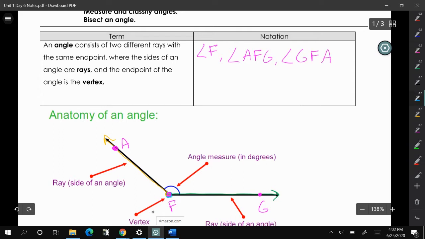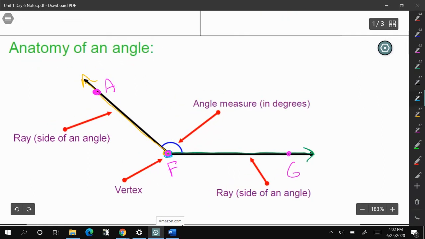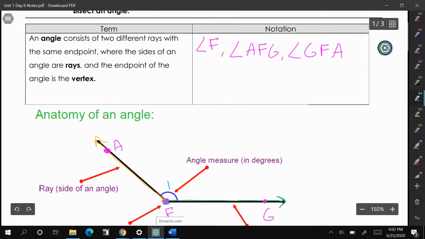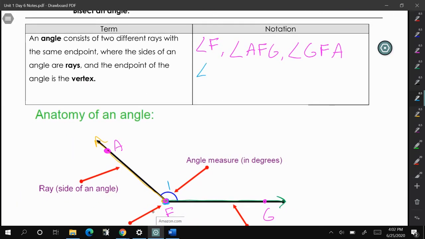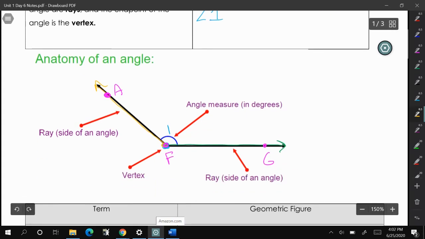And sometimes what will happen is they will put a number here, like say, oh, this is angle number 1. So then you could write that as angle 1. Notice that is not the measurement of the angle, it's just a way to label the angle. Most likely, we will be using the 3-letter namings of these angles because it kind of gives you a map of exactly what angle you are talking about.